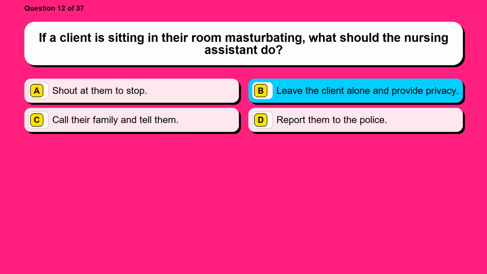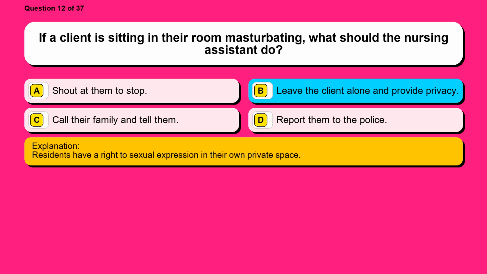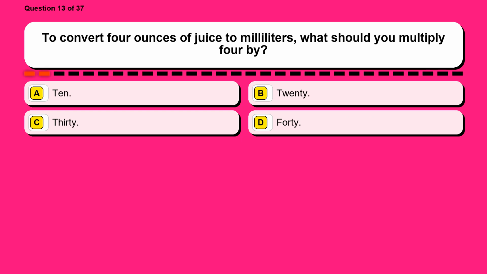The correct answer is option B, leave the client alone and provide privacy. Residents have a right to sexual expression in their own private space. Question 13. To convert 4 ounces of juice to milliliters, what should you multiply 4 by? Option A, 10. Option B, 20. Option C, 30. Option D, 40.